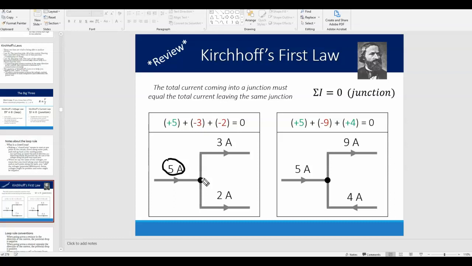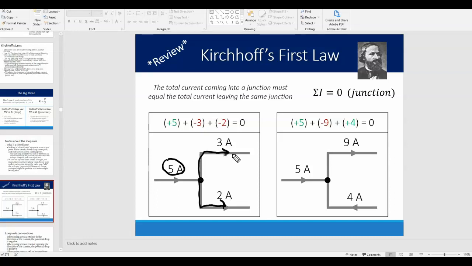If you imagine a pipe carrying water and then the pipe splits into two, the water either goes into one side of the pipe or it goes into the other side of the pipe. It just can't go nowhere. So if we have 5 amperes going into this junction, Kirchhoff's junction rule says we have to have 5 amperes coming out, which we do. We have 3 amperes going this way, we have 2 amperes going that way. 5 is equal to 3 plus 2. So the current going into the junction is equal to the current going out of the junction.